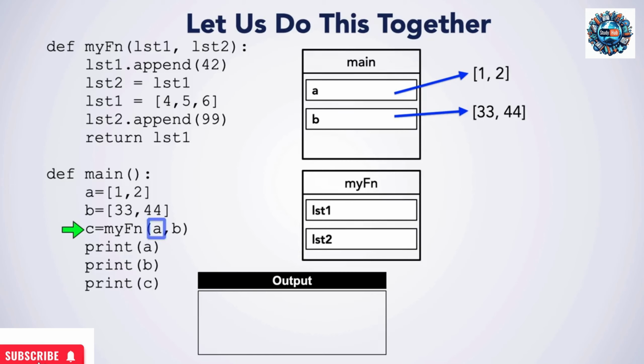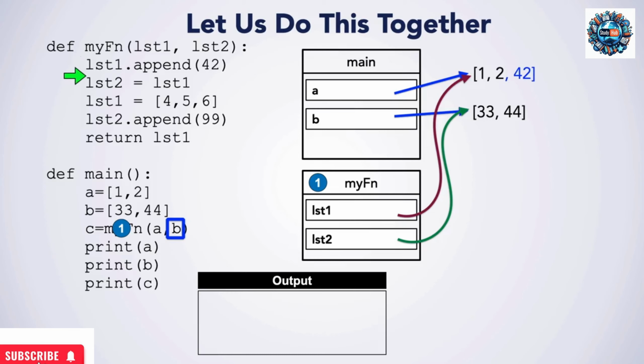The first parameter is A. What is the value of A? It is an arrow pointing at the list 1, 2. So we copy that arrow into the box for the first parameter, list 1. Likewise, the second argument is B. What is the value of B? It is an arrow pointing at the list 33, 44. So we copy that arrow into the box for the second parameter, list 2. We record our call site location and move our execution arrow into my function.